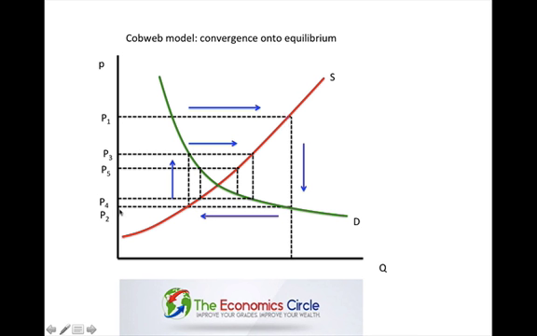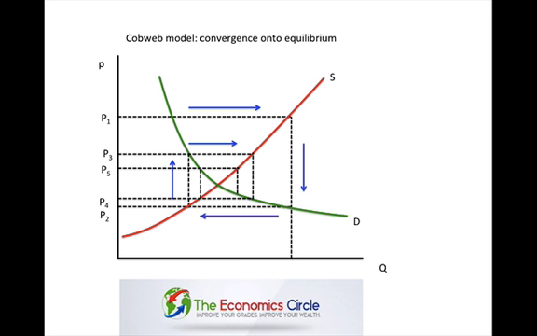to P2. Now this in turn, given the demand, given the supply conditions, encourages farmers to produce fewer raspberries the following year, which pushes the price up to P3, which encourages more to come back into the market, which encourages the price to drop, and you keep on going in a spiraling convergence onto equilibrium.